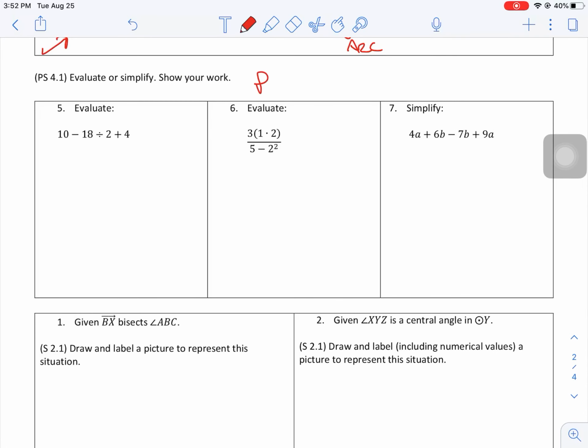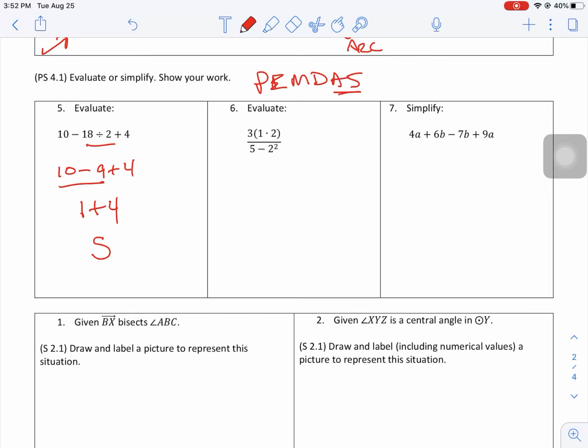Evaluate. All right. Please excuse my dear Aunt Sally. We have subtraction, division, addition. So I'm going to do the division first. So 10 minus 18 divided by 2 is 9 plus 4. Now I have subtraction and addition. They're both the same level, so I do the one on the left first. 10 minus 9 is 1 plus 4 is 5.